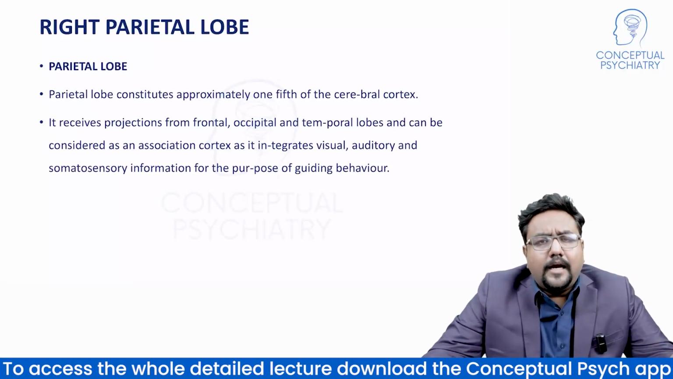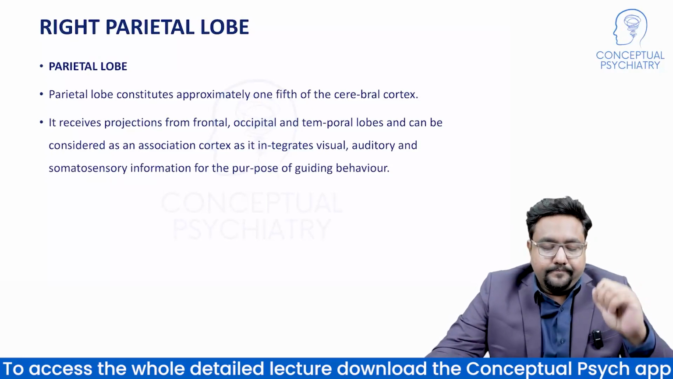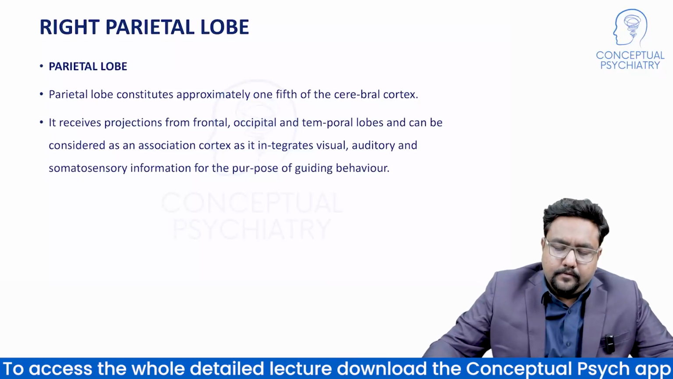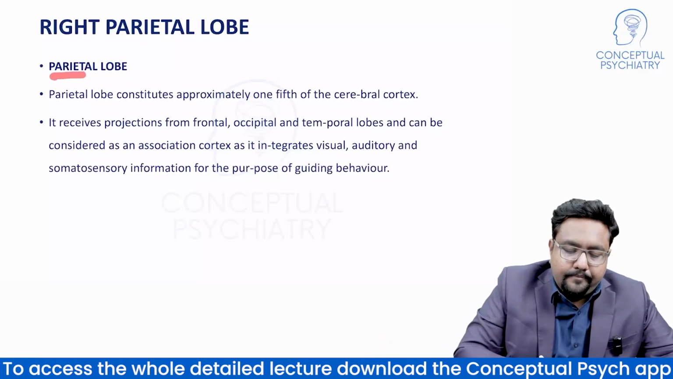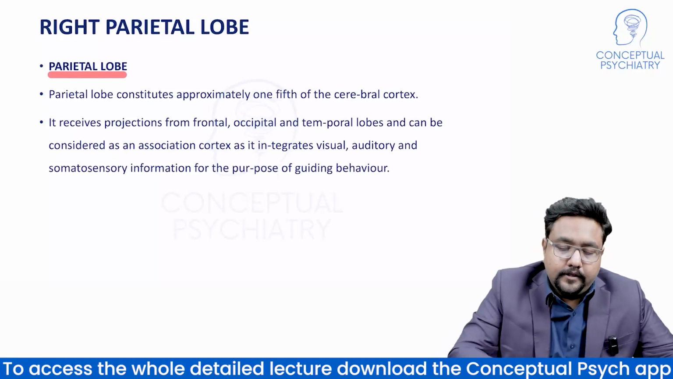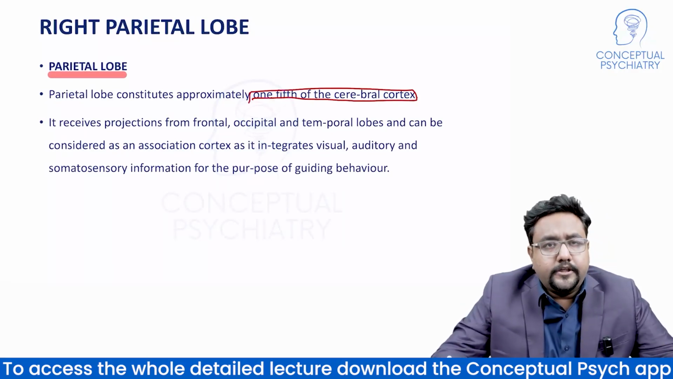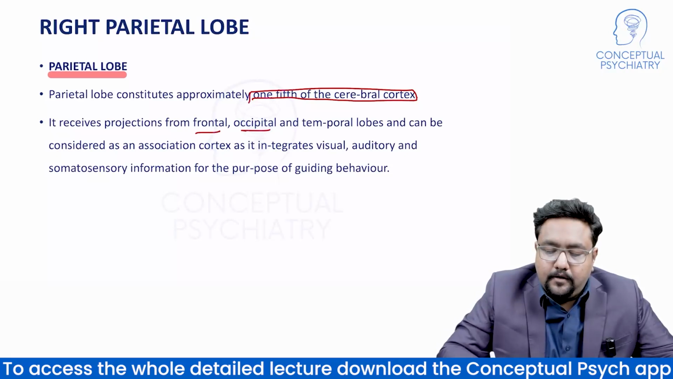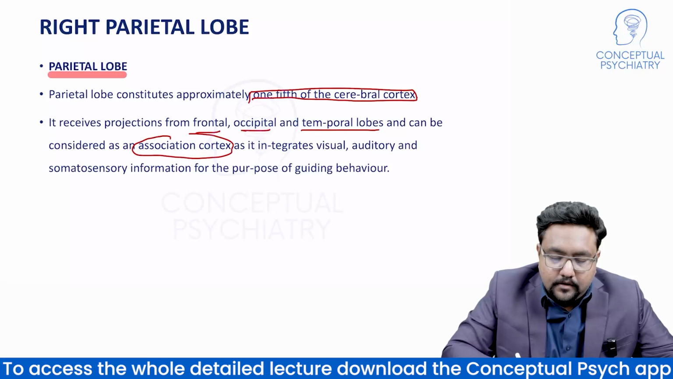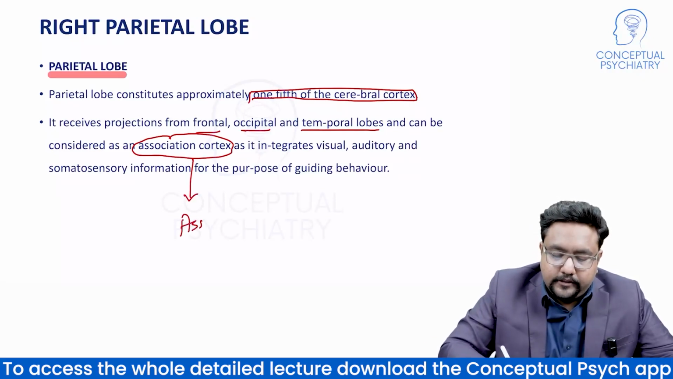So, let's start with a little bit of recap of the parietal lobe neuroanatomy. We all know about this, but just for a quick recap, the parietal lobe consists of almost 1/5 of the cerebral cortex, and it receives projections from the frontal, occipital, and temporal lobes, and can be considered an association cortex. In our university exam, there was a question on association cortices.